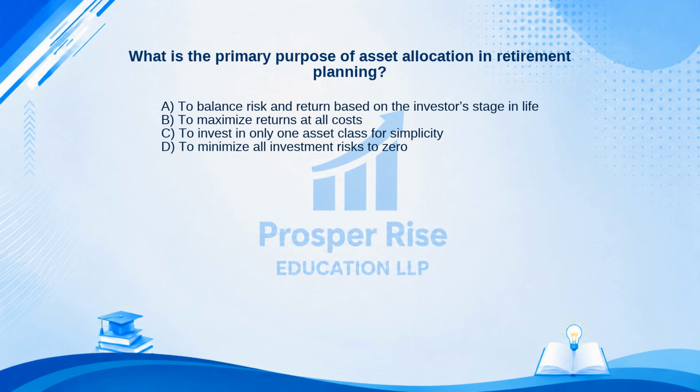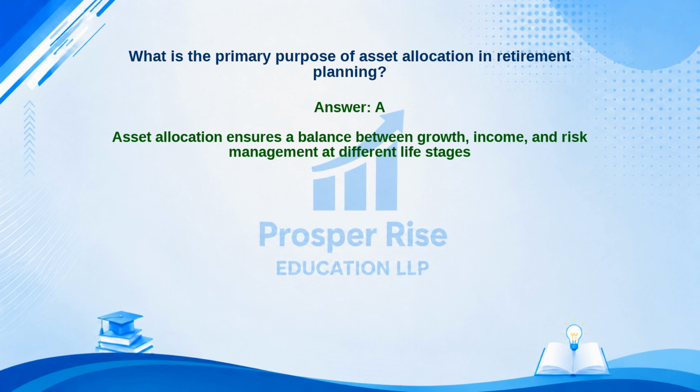Take a moment to pause the video and decide. The correct answer is Option A. Let's see why. Asset allocation ensures a balance between growth, income, and risk management at different life stages.